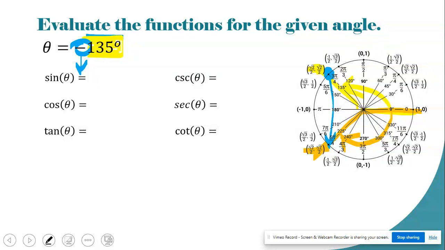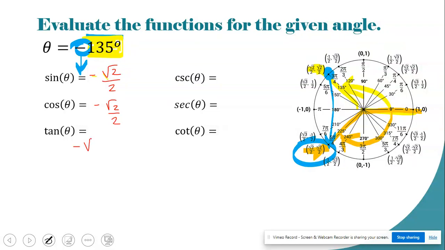So we're looking down here actually at negative root 2 over 2. Sine is negative. Negative root 2 over 2. Cosine is the same thing. Both x and y are negative in quadrant 3.